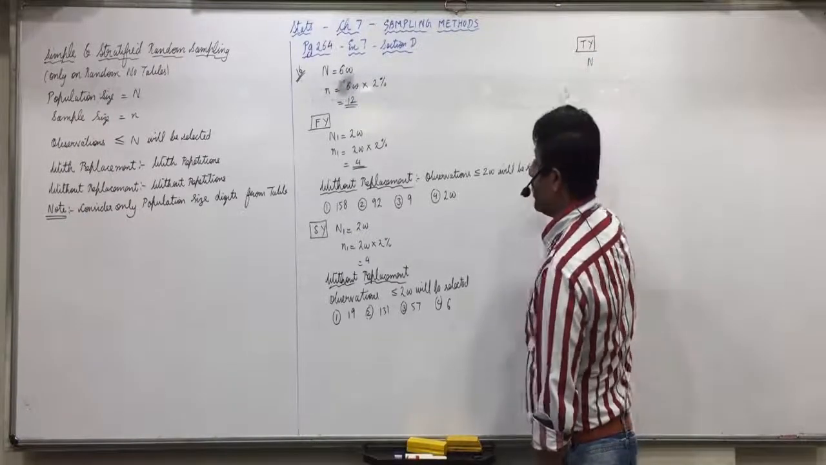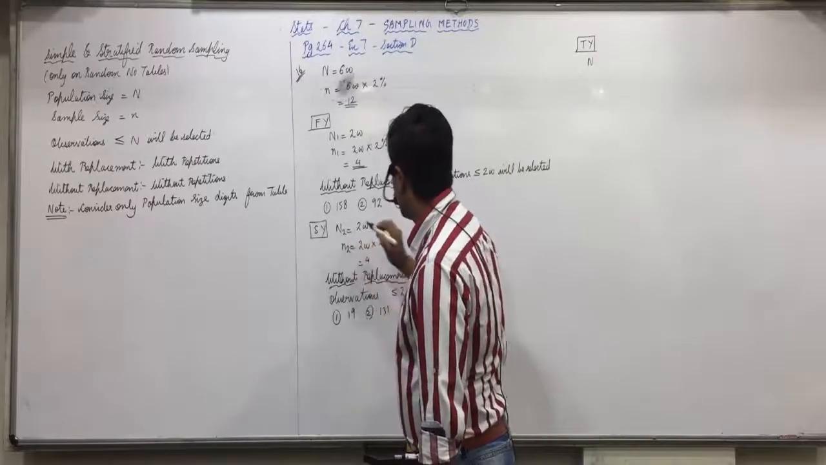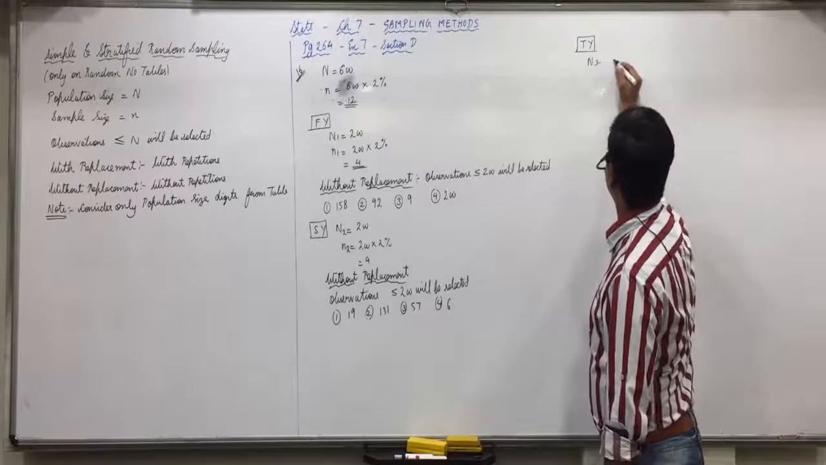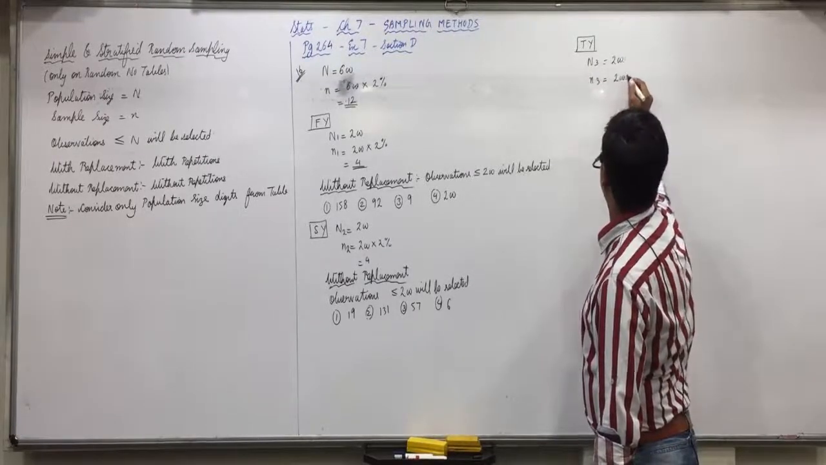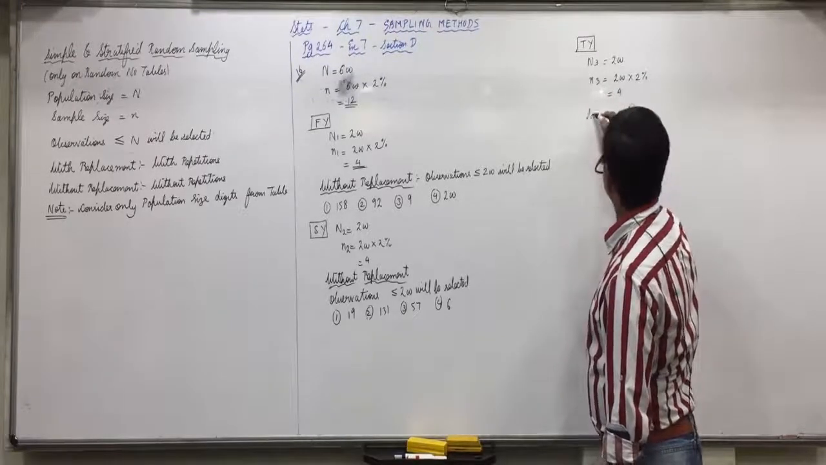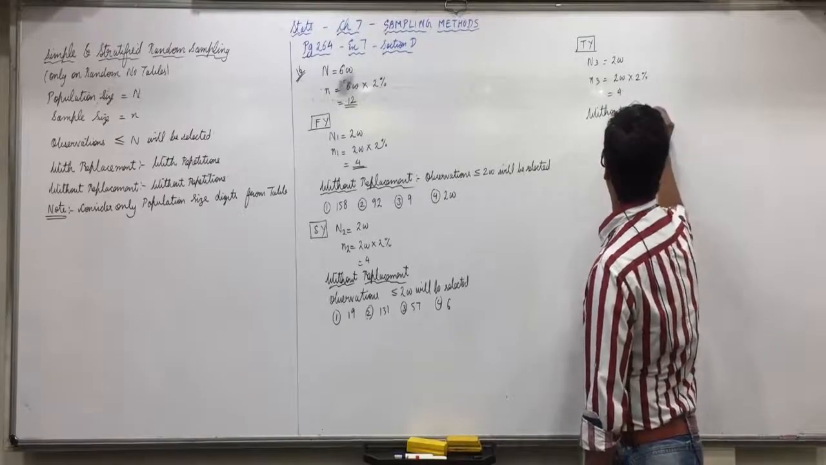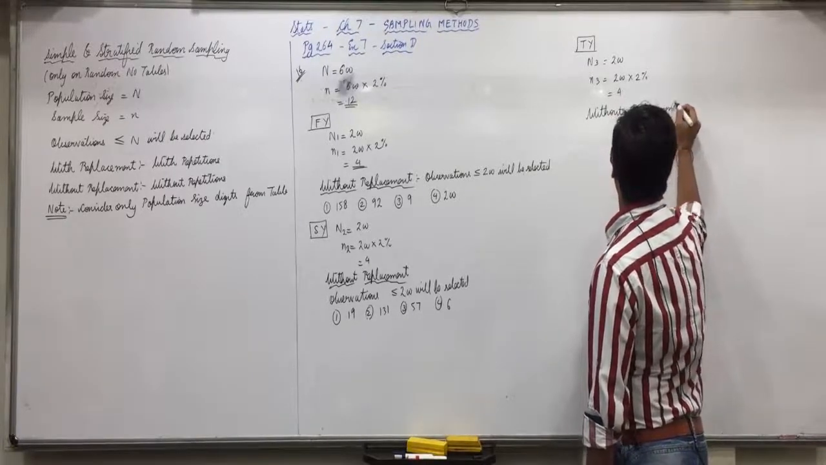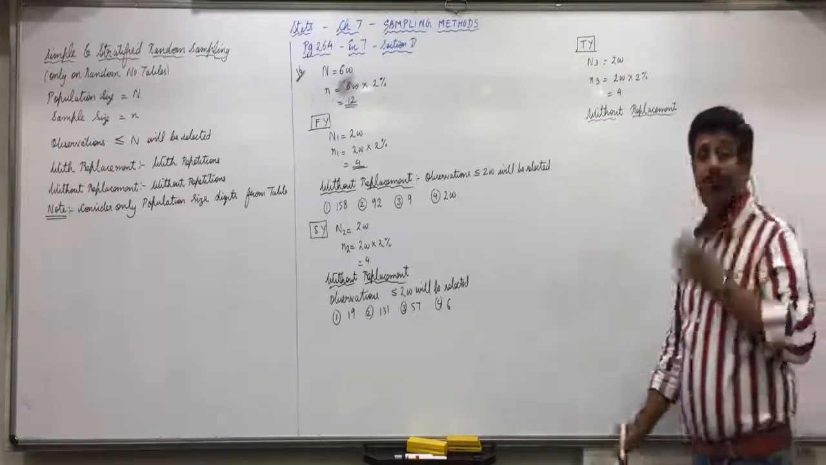Capital N, okay, this one is N2, sorry, not N1. Second row. And now capital N3 is also 200. Small n3 is again 200 into 2%, that is 4. Without replacement. Observations less than or equal to 200 will be selected.